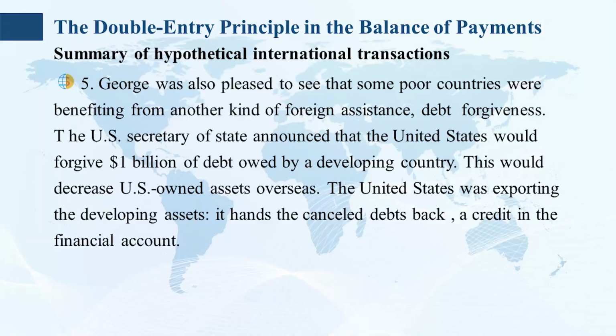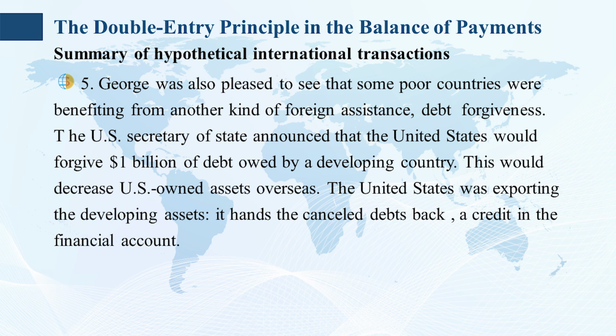Case 5. George was also pleased to see that some poor countries were benefiting from another kind of foreign assistance, debt forgiveness. The U.S. Secretary of State announced that the United States would forgive $1 billion of debt owed by a developing country. This would decrease U.S.-owned assets overseas. The United States was exporting the developing country's assets back to it, a credit in the financial account.